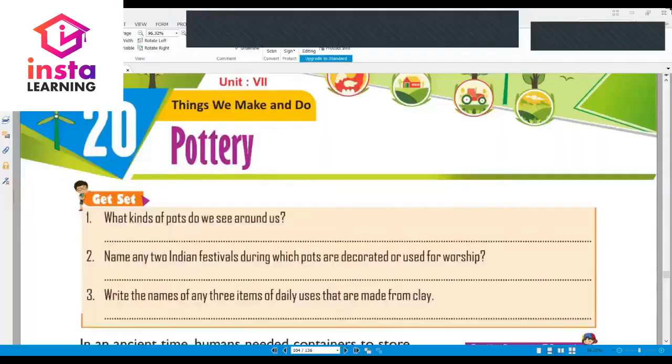So, how was the video on how pottery is done in India? Isn't it really interesting? Let us begin with our chapter number 20, Things We Make and Do: Pottery.